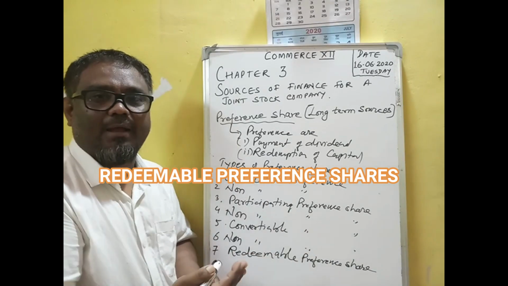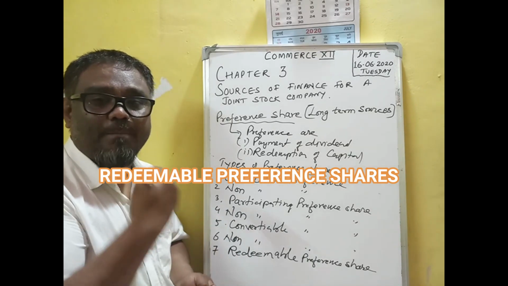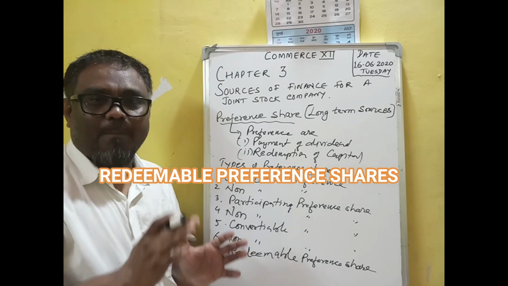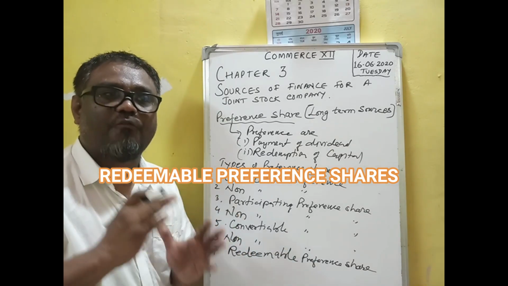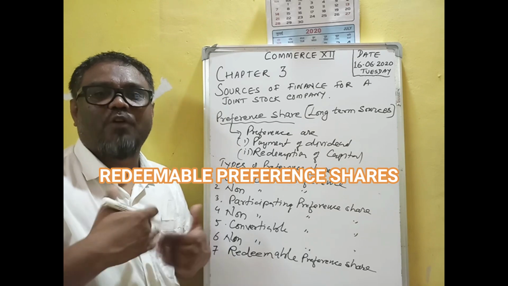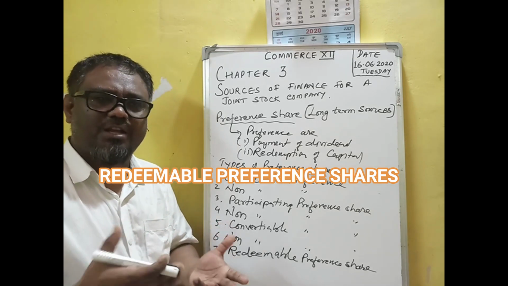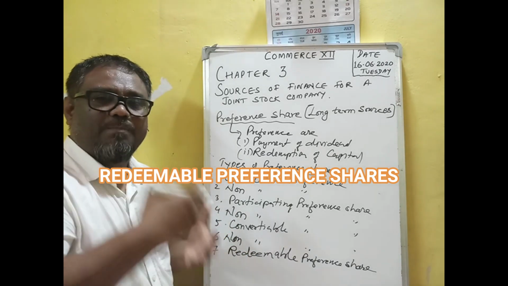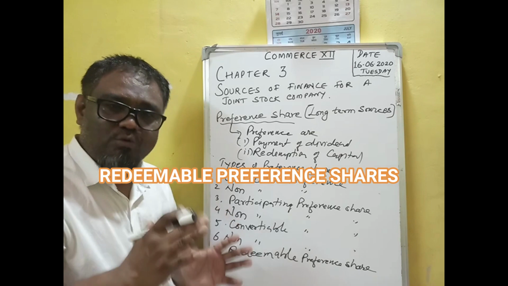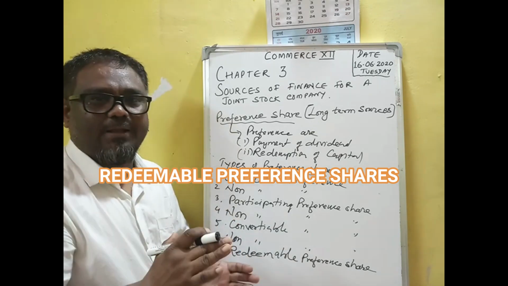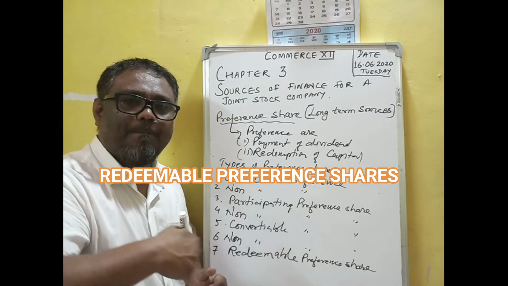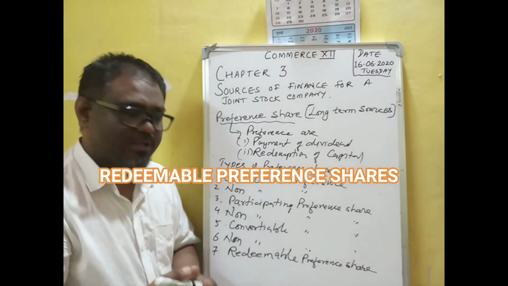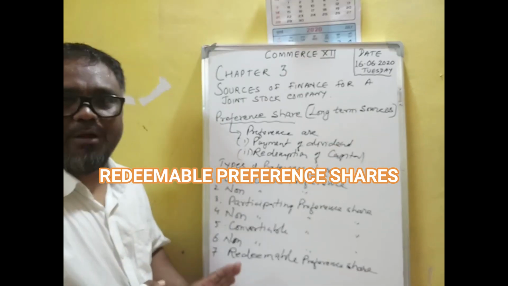Redeem means to return back. The company will return back the capital of the preference shareholders. It is not a permanent capital. Company will use the capital for a certain period of time only. It may be for 5 years, 6 years, 7 years, up to 17 years. The company will use this capital for a certain number of years only. After that, the company will return back the capital of the redeemable preference shareholders. So this is not a permanent capital of the company.